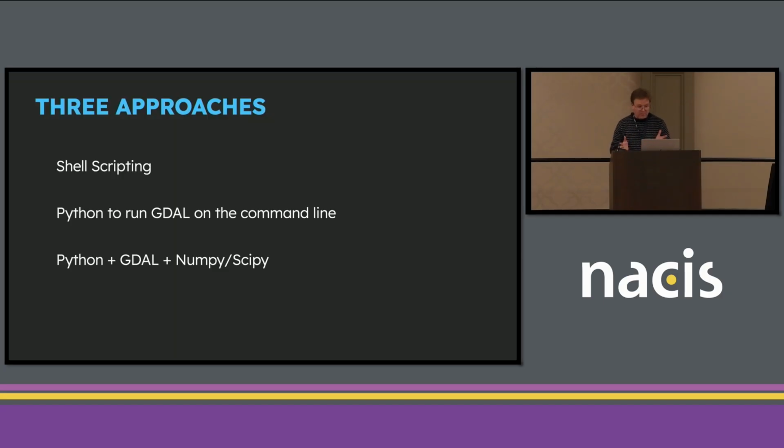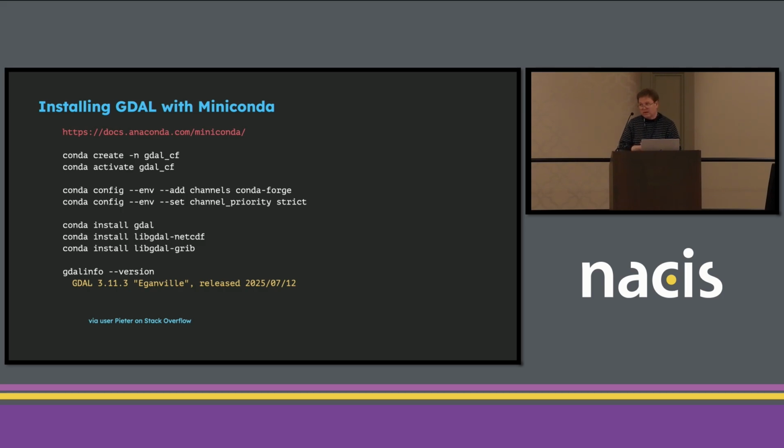So I'm going to go over 3 different approaches: shell scripting, and Python to run GDAL on the command line, which is doing the exact same thing the shell scripting is doing, but using Python to drive it instead of Bash or Z shell. And don't be afraid if you're not familiar with GDAL yet, the earlier posts in my blog post series go over that. You do need to get it installed. I recommend using Miniconda and CondaForge, and if you're on Windows, use the Windows Subsystem for Linux. And this page is in the presentation.